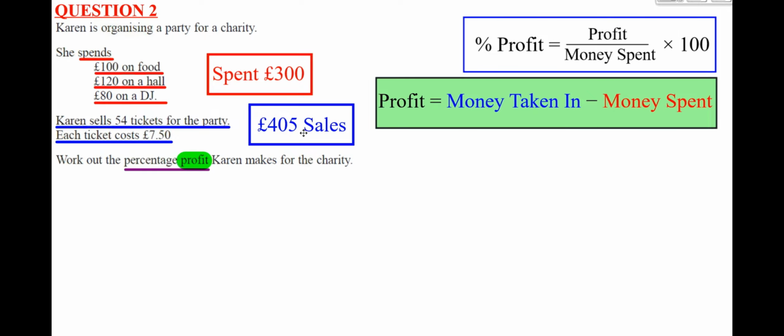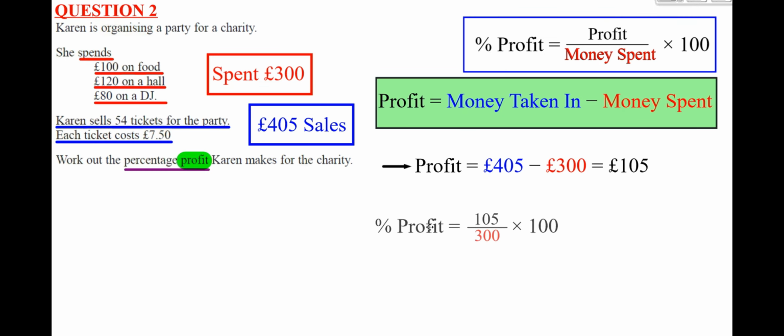Therefore, 405 is the money she takes in. So the profit is just a difference between these two totals. In other words, overall, she makes a net profit of £105 because she ends up taking in £105 more than what she spent in the first place. So now we can just plug these figures into this formula. So the profit is £105, but the money spent, I'm going to highlight in red, because it's here, was 300. So money spent is 300, and the profit on the top of the fraction is 105. Therefore, the percentage profit will be 105 over 300 multiplied by 100.